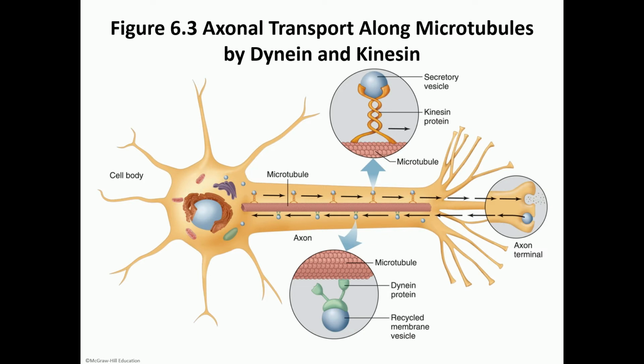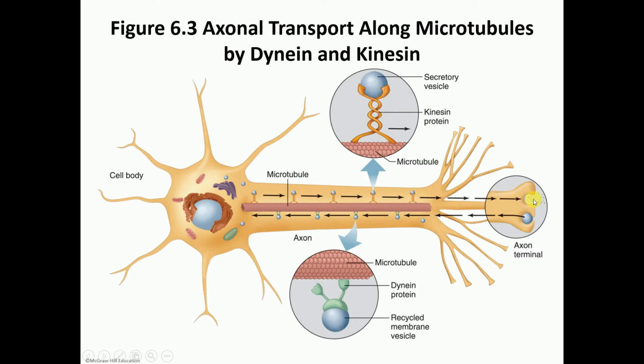leave the neuron. Well, these vesicles cannot just swim all the way down the axon. They are carried by different proteins. This protein is known as a kinesin protein, and it literally carries that secretory vesicle down the axon, away from the cell body, to the axon terminal.